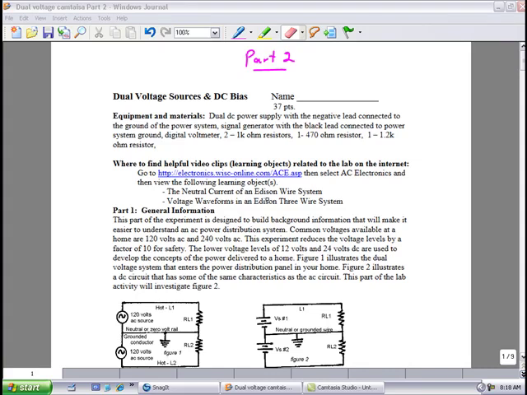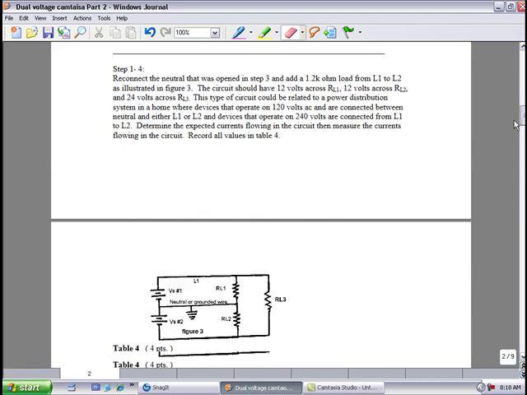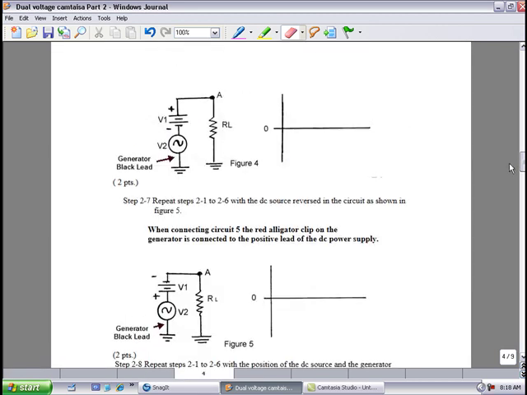This is part 2 of the dual voltage source and DC bias lab activity introduction, and we'll be taking a look at the DC bias portion of the lab. The DC bias portion of the lab consists of figure 4, figure 5, and figure 6.